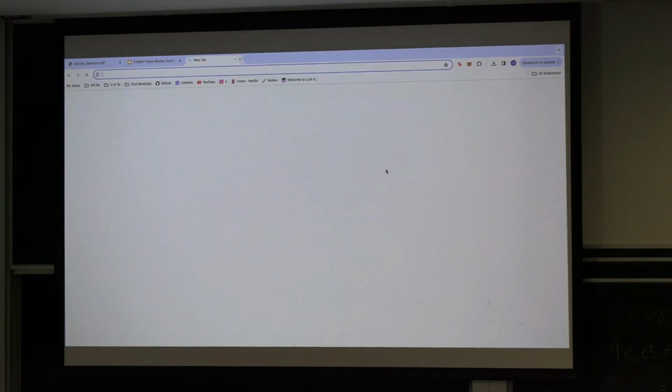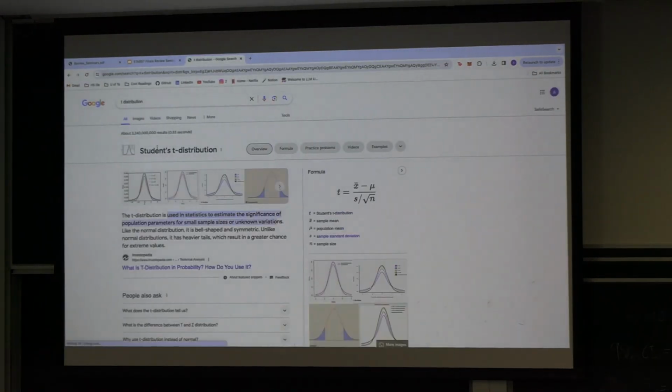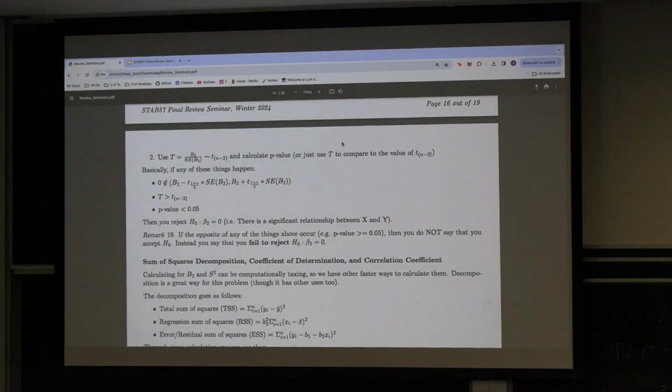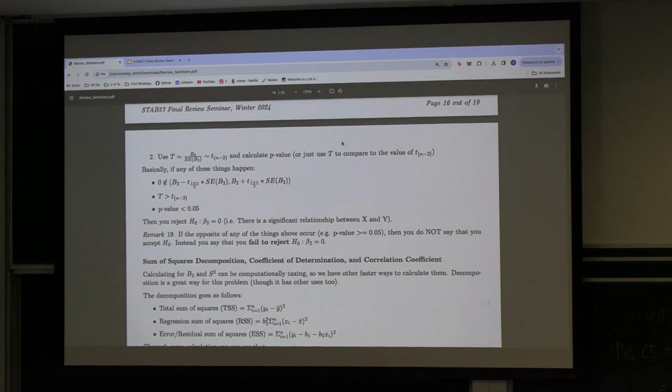Let's see. T distribution. Yeah, looks symmetrical enough to me. Then here's your critical value. And then if you calculate your test statistic and it's somewhere in here, then you basically reject your hypothesis that beta 2 is equal to 0. Anyone else have any questions about this? No?